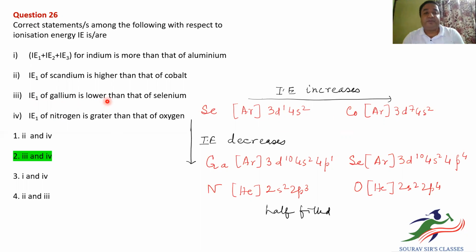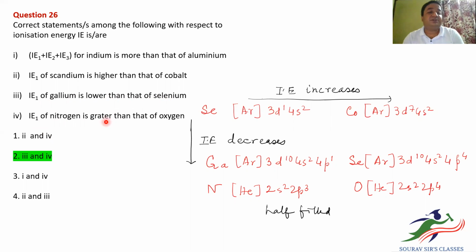For gallium, a similar explanation again, which depends on the Z effective. Z effective will increase from gallium to selenium, and so we will say that selenium will have a higher ionization energy than that of gallium. That means gallium will have lower ionization energy than that of selenium, and so this option also is true, because it is saying gallium is lower than that of selenium.